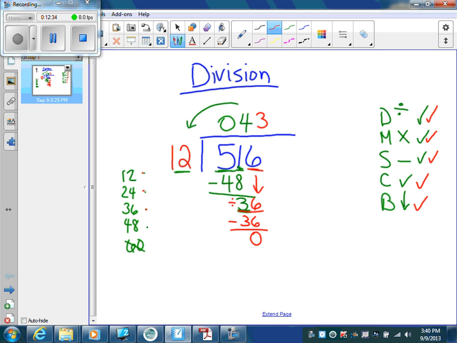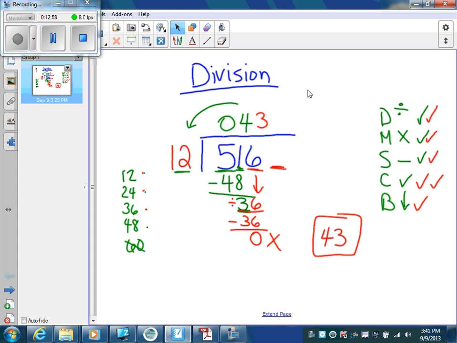I subtracted. Check. Is 0 less than 12? Yes. And bring down. I'm looking, do I have another number to bring down? No, I do not. That means that I am done. My answer is 43, and it has no remainder. Do I need to put remainder 0? No, because my answer is just 43.